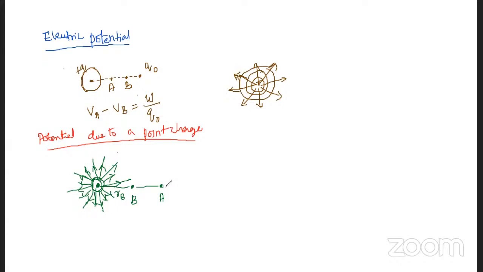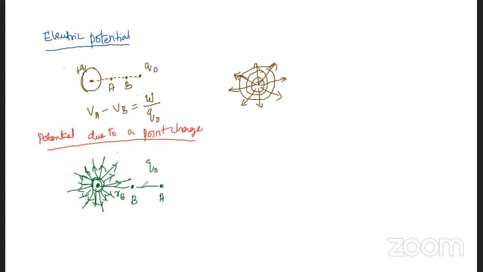Take a test charge towards this point B. So we'll consider a test charge q naught, which has to be moved from this point A to the point B. So this test charge has to move from point A to point B.